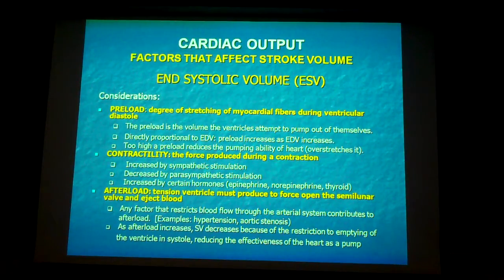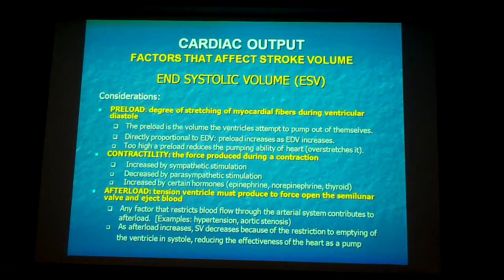All right, three things: preload, contractility, and afterload. What do those things mean? Well, basically, preload has to do with the degree of stretching of those cardiac muscle fibers before the ventricle contracts. In general, the more you stretch those fibers before they contract, in other words, the more blood that fills the ventricle before it contracts and stretches those fibers, the higher the stroke volume is going to be. Up to a point.